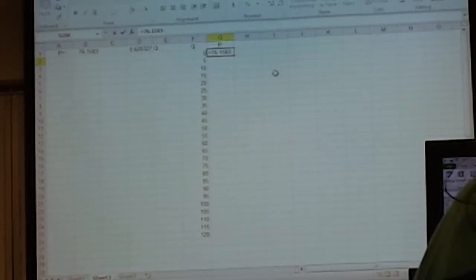And now we'll set up P. That's going to be equal to 76.1583 minus 0.0327 times Q. And now we'll just drag this one. We can drag this down a little further.